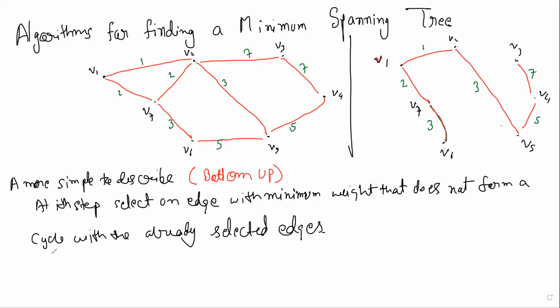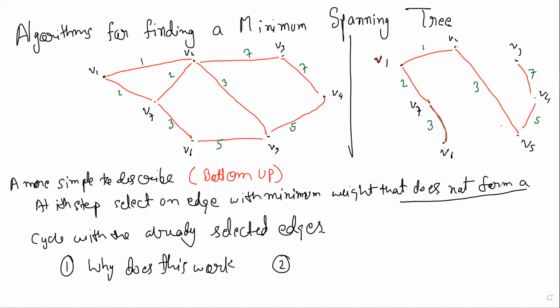But why does this method work? That's the first thing. Actually, there is another issue which I think one has to address: how do you, in an efficient way, check that a new edge does not form a cycle with already selected edges? If some 100th edge is coming in and you have already selected 99 edges, how are you going to check whether it forms a cycle or not?